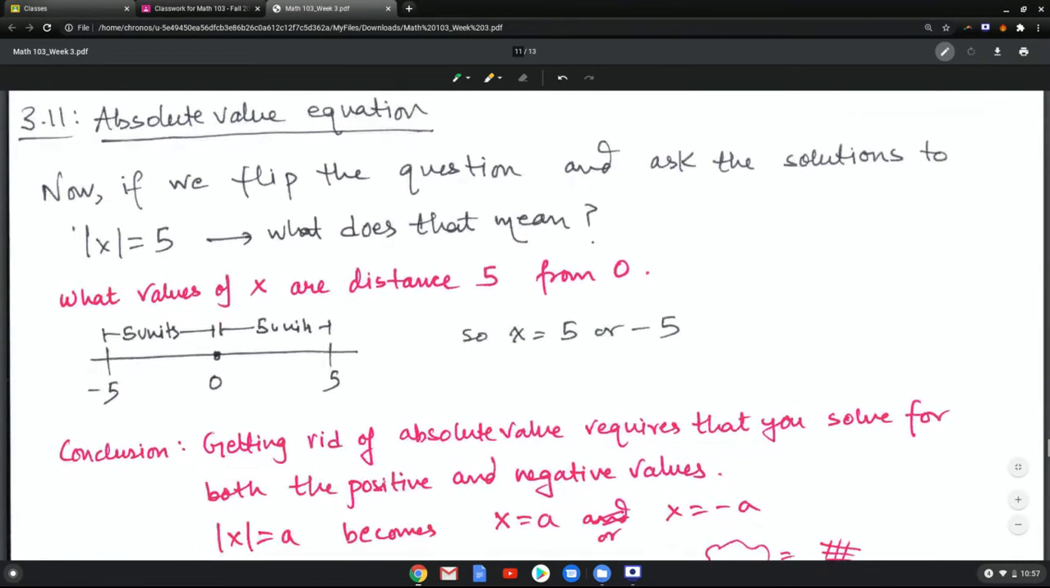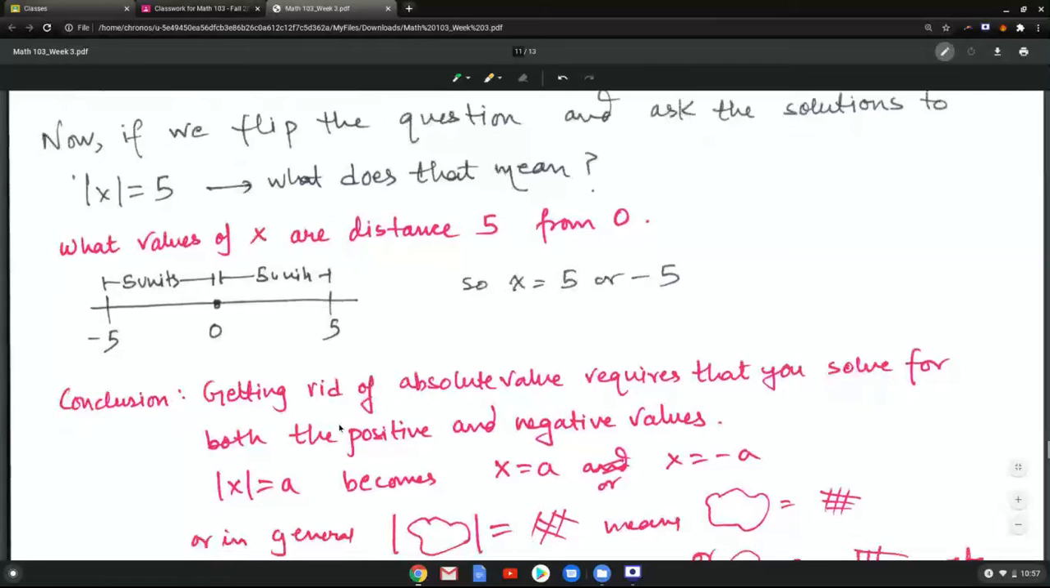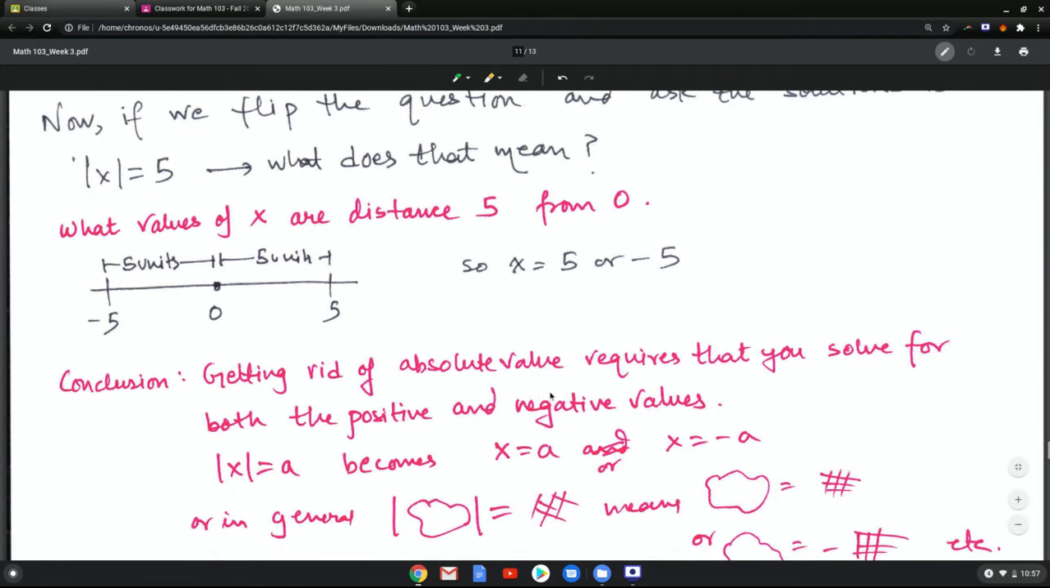Now we can flip the question and ask what are the solutions to absolute value of x equals 5? This means what values of x are distance 5 from 0? Clearly there's only 2 points, positive 5 and negative 5. So the conclusion we draw is when you get rid of the absolute value, it requires that you solve for both positive and negative value, meaning absolute value of x equals a becomes x equals a or x equals negative a, just as we saw in the example above.